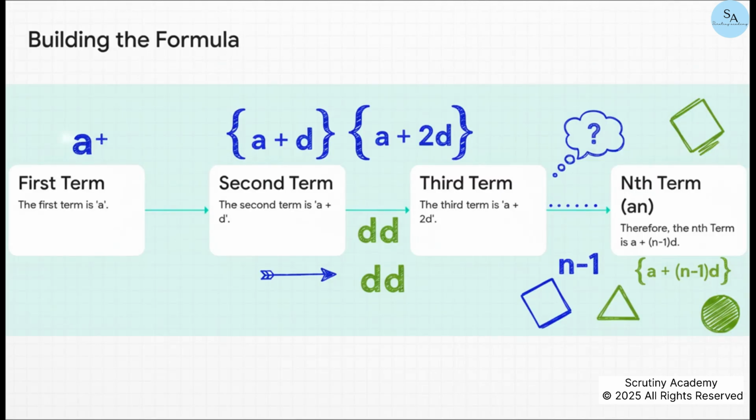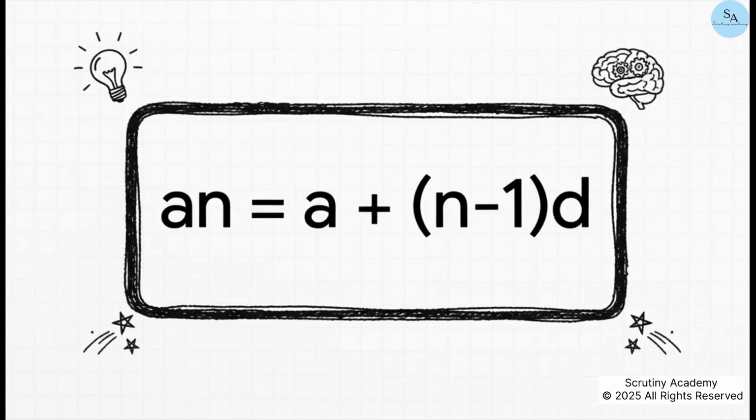If we call the first term a, then the second term is just a plus 1d. The third term is a plus 2d. See that? For any term you want, let's call it the nth term, you just take the first term a and add the common difference n minus 1 times. It's always 1 less. And bam! There it is! This is the key formula for arithmetic progressions. The nth term equals the first term plus n minus 1 times the common difference. It's simple, it's powerful, and you absolutely have to know it for your exams.